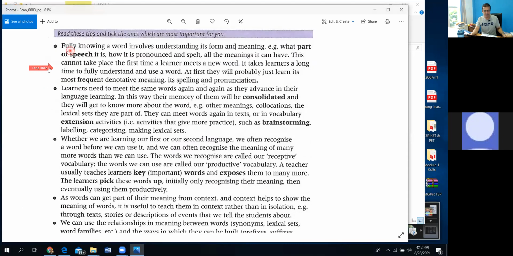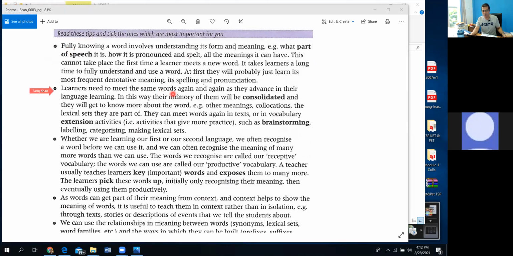Next one is, learners need to meet the same words again and again as they advance in their language learning. In this way, their memory of them will be consolidated. Underline this word, okay? And they will get to know more about the word. For example, other meanings, collocations, the lexical set are not part of it. They can meet words again in the text or in vocabulary extension activities. Extension activity means activities that give more practice, such as brainstorming, labeling, categorizing, making lexical sets.